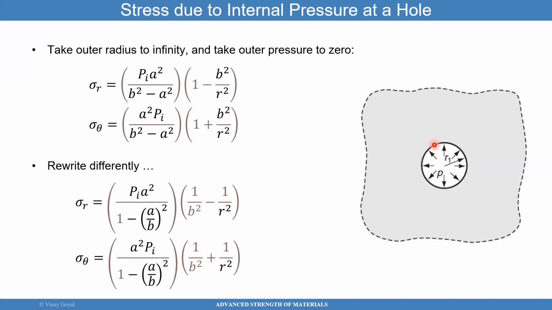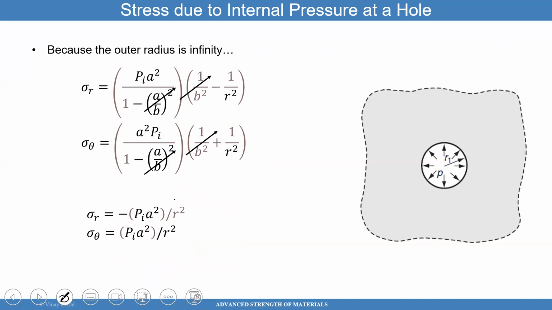Now, do you agree that the outside radius b is infinite, because it's an infinite plate? This body of material keeps going forever. So don't you agree that 1 over b squared is pretty much 0? Do you agree that a is much smaller than b, so a over b squared is pretty much 0? That's what I did, and when you do that, everything simplifies to this expression.